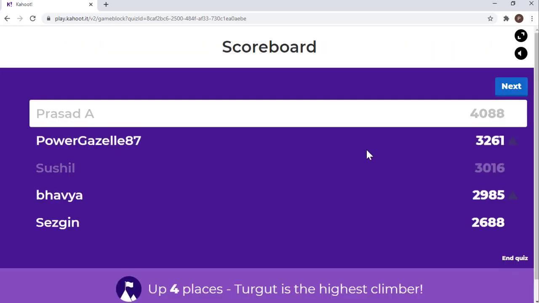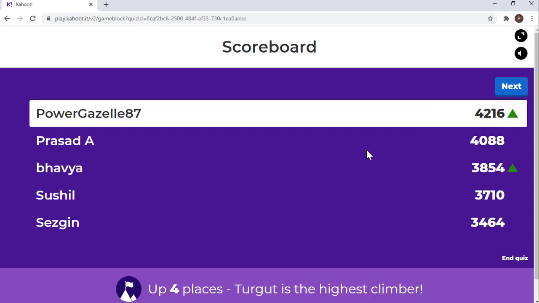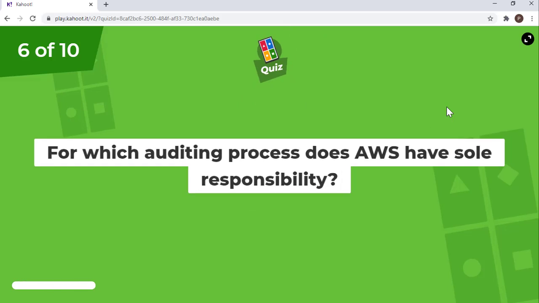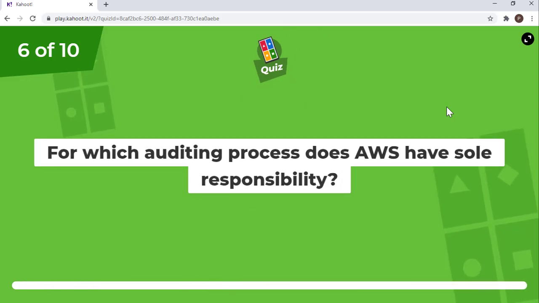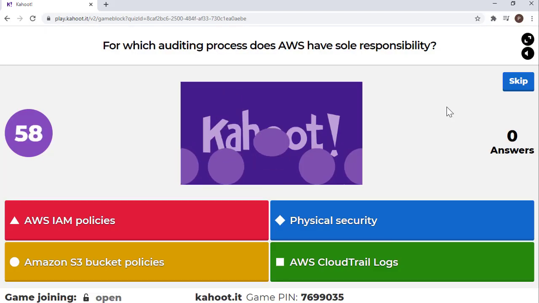To the next question. Yes, I see every time the scoreboard is changing, which is good. And Turgut is the highest climber, up by 4 places. That's great. Sixth question. For which auditing process does AWS have sole responsibility? This question is related to the AWS shared responsibility model. Which of these is going to be done purely by AWS?